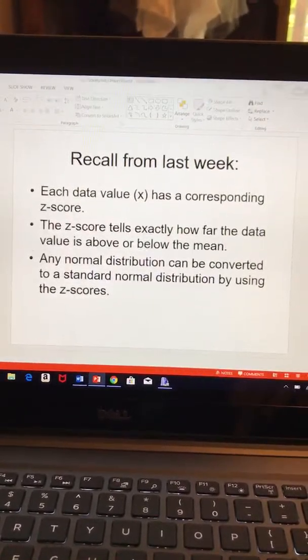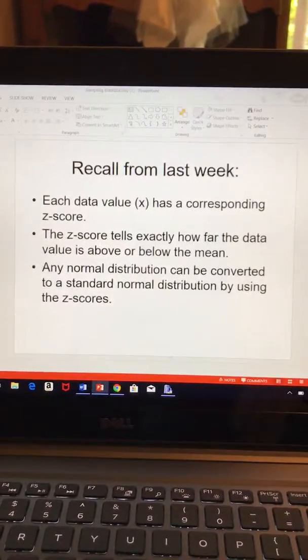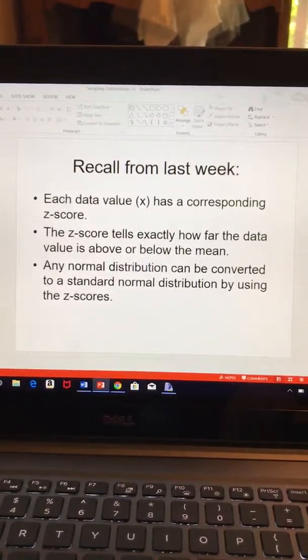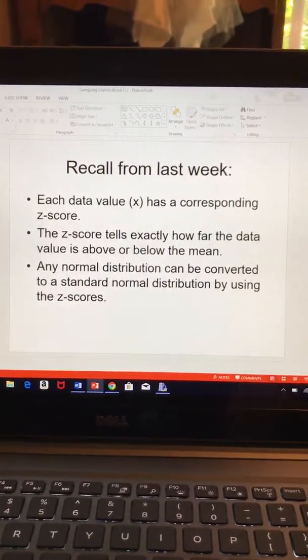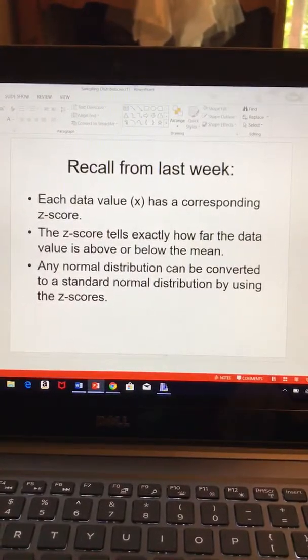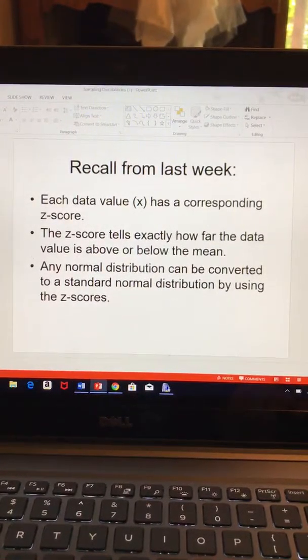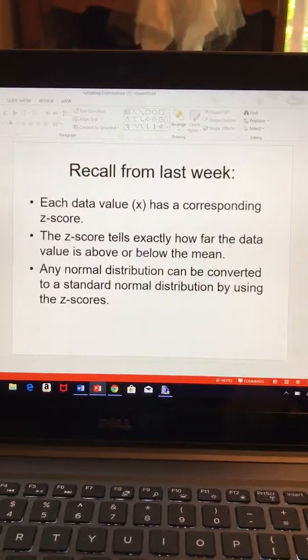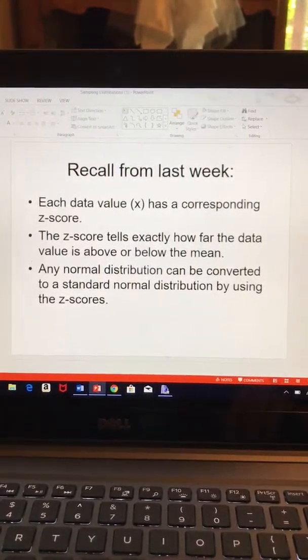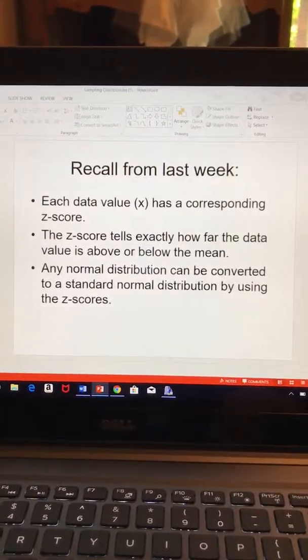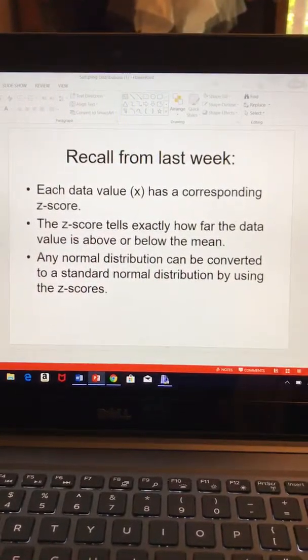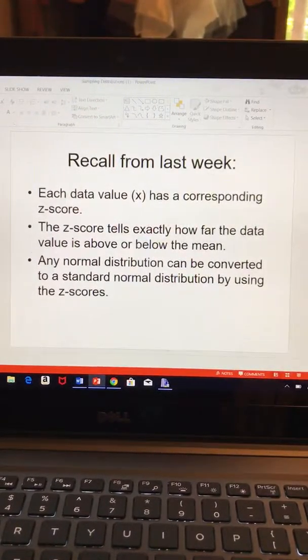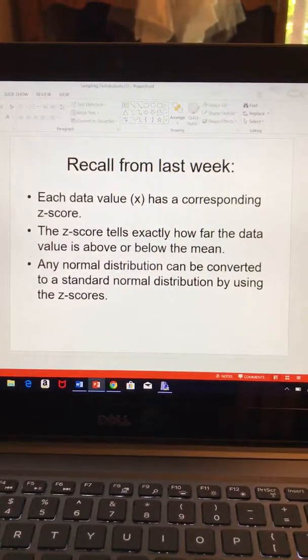To recall a little bit from last week, each data value, x, has a corresponding z-score you find using the formula. The z-score tells you exactly how far the data value is above or below the mean. It tells you exactly how many standard deviations you are above or below the mean. Any normal distribution can be converted to a standard normal distribution using the z-scores.